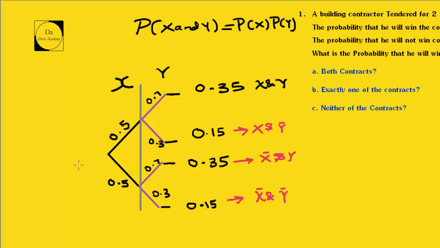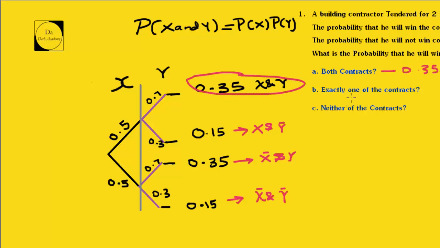But the beauty of the tree diagram is it gives you all the possible outcomes of all the events. So we know these are all the possible outcomes of all the events we were given. And now they're asking us, what's the probability of winning both contracts? Well, there's only one outcome where both contracts are won, here, where X and Y are won. So the probability of winning both contracts is 0.35. X and Y, so that's 0.35. That's the answer to that.